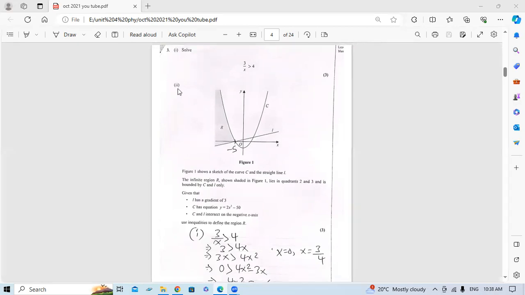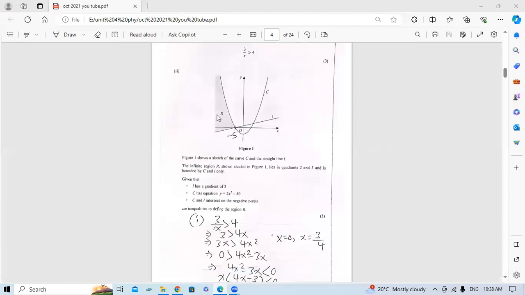In question number 3.2, figure 1 shows the sketch of the curve C and the straight line L. The infinite region R shown shaded in figure 1 lies in the quadrants 2 and 3 and is bounded by C and L only. Given that L has a gradient of 3, C has equation y equals 2x squared minus 50. C and L intersect on the negative x-axis. Use inequalities to define this region R.